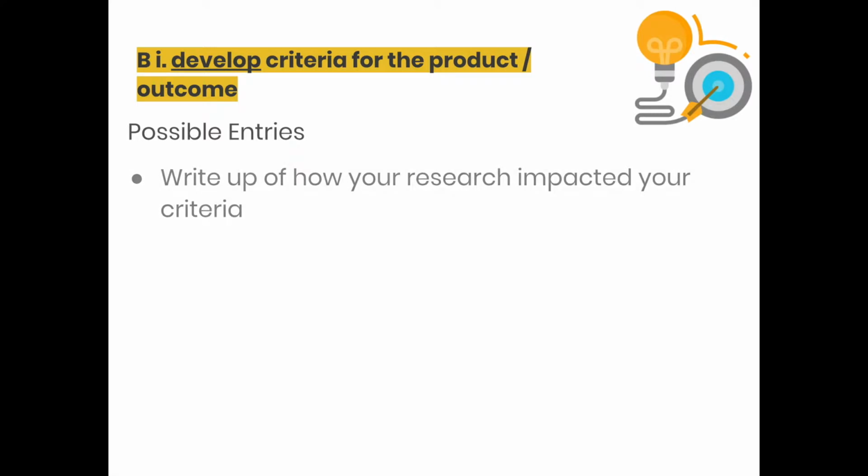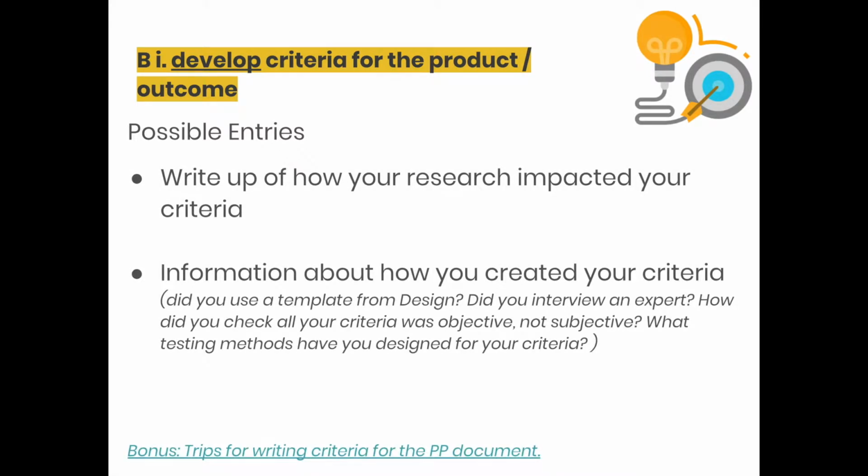So possible entries could be just a write-up of how your research has impacted your criteria. Or you could say something like, oh, I used this template that I used in design to help me create it. Or maybe you created your criteria and then you had an expert look at it. Maybe you had to go through a process and edit because you realized loads of your criteria was subjective and you had to change that.